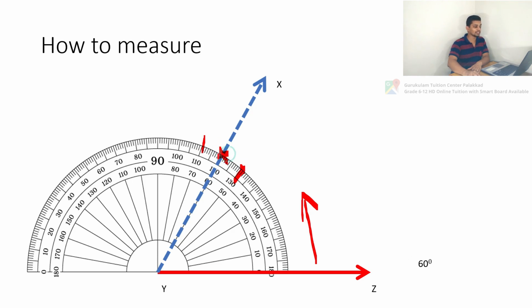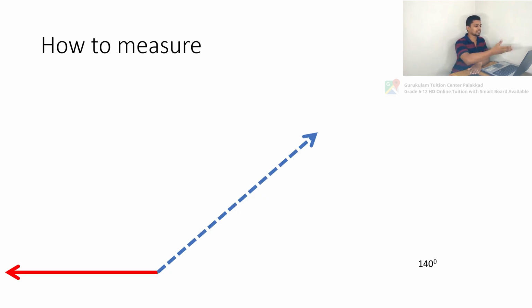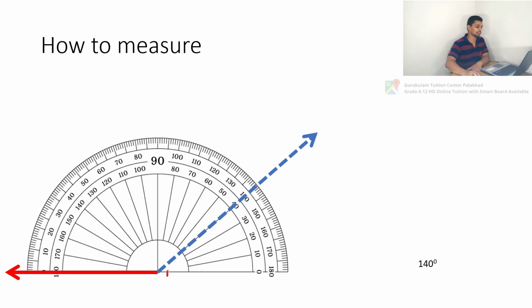So this is that thing. So it is going to be what, 60 degrees. Okay, so let's check another figure. In this figure we have to place the protractor's origin at the common vertex. So this is the common vertex and this line is passing through, we have to measure from here.